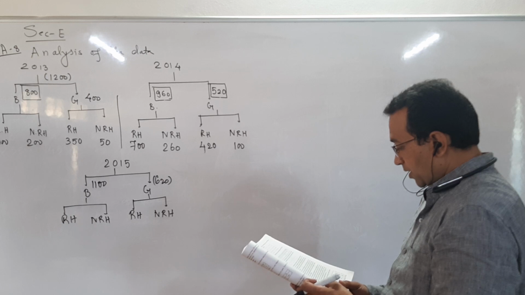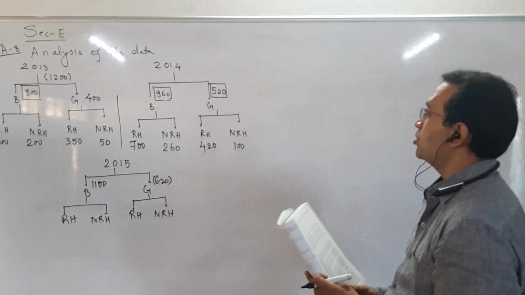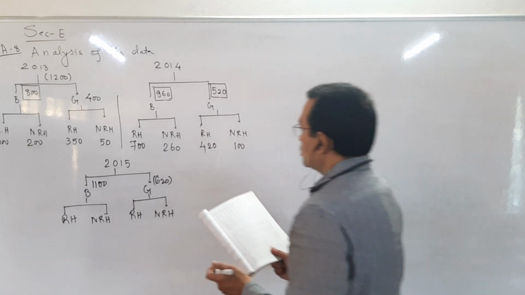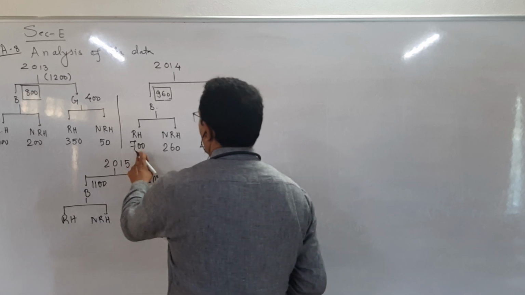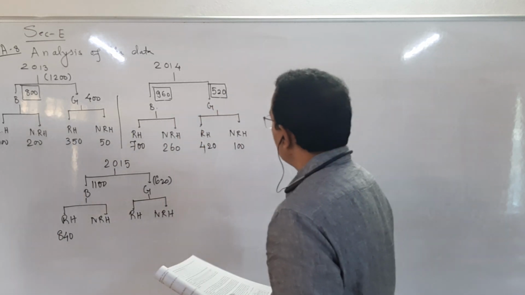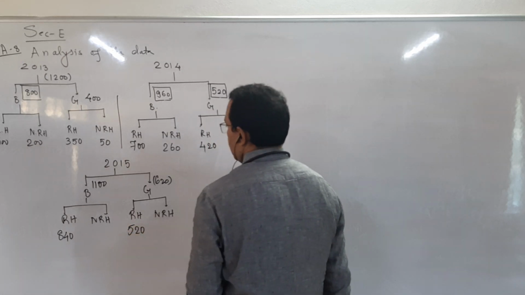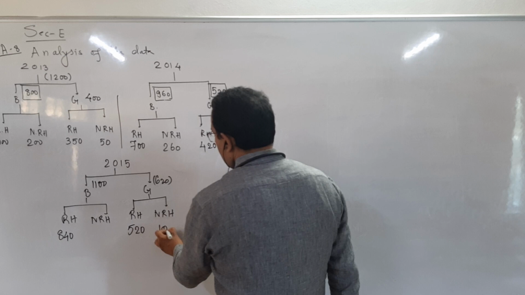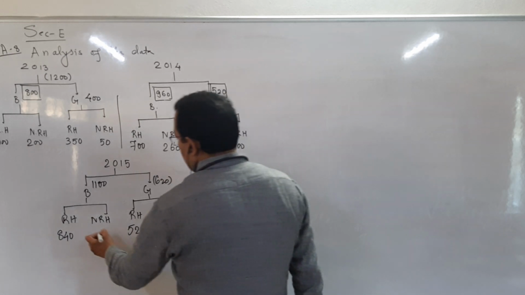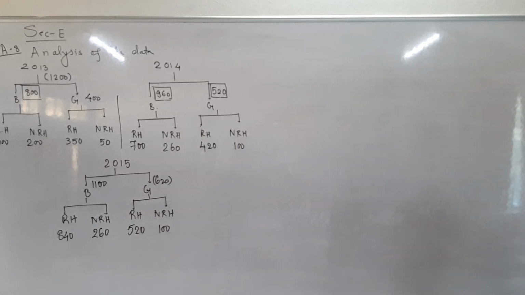And all of them resided in the hostel. So to 700, I should add 140, which will become 840. And to 420, I should add 100, which will become 520. So not residing would be 100. And here this would of course be 260. So this completes, students, our analysis of sum number 8.